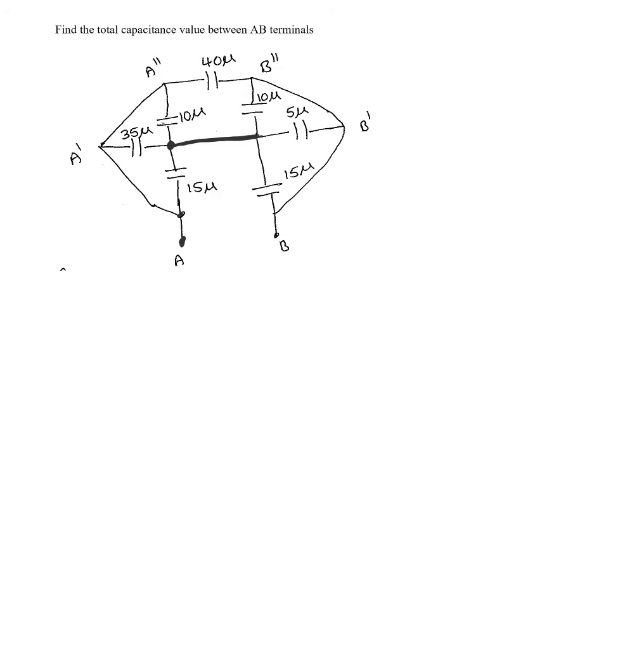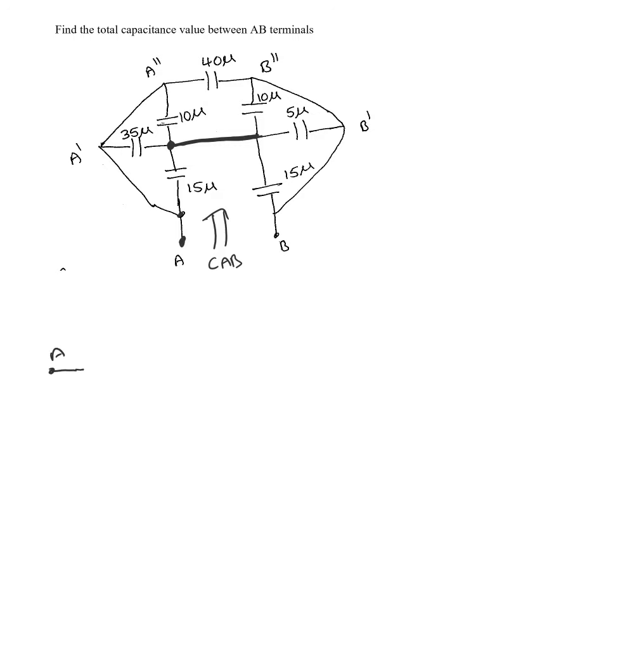Here is another example. Here he's asking to find the capacitance value between the AB terminals. So our goal is finding the capacitance between AB terminals right here, CAB. Okay. Now when I looked at the circuit, I cannot see which elements are in series or parallel. So what I'm going to do, I'm going to start walking from A and redraw the circuit diagram.